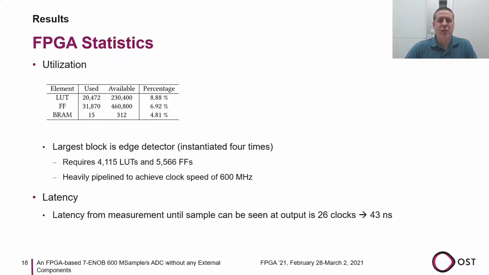Interesting is also the latency through the ADC, meaning how long it takes until a measurement can be seen at the output of the ADC. In this ADC, the processing takes 26 clock cycles, which is equal to 43 nanoseconds. This means 43 nanoseconds after the measurement has been taken, the sample is at the output of the ADC and can then be used for further processing.